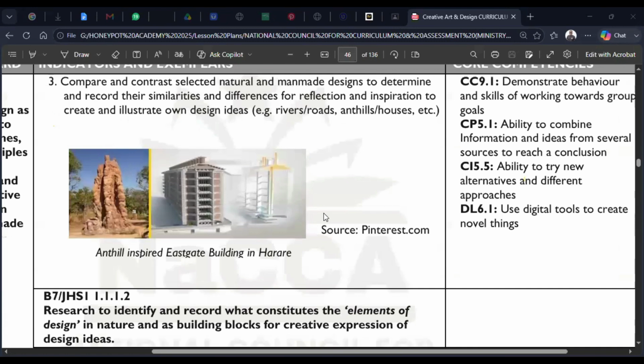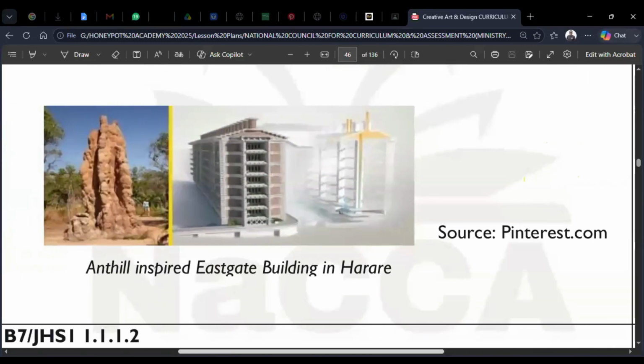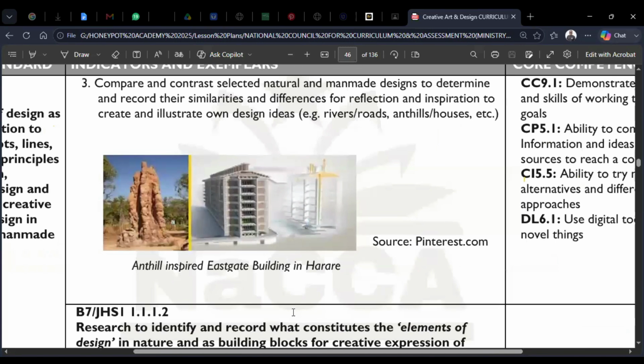Then moving on, we have the Ants Hill, which also inspired the Eastgate building in Harare. Who knows where Harare is? Does anyone know where Harare is? You can send a message in the chat. Harare. Okay. Zimbabwe. Okay. Thank you. Is it Papa Poku? Okay.